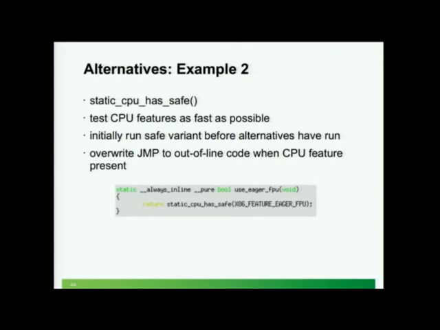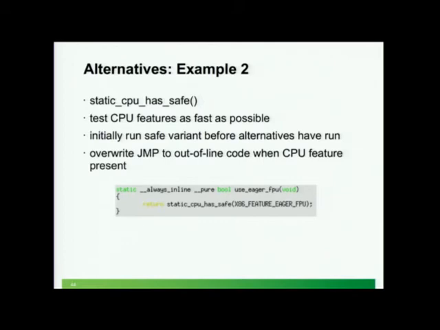If this happens in a hot path, you want to run this as fast as possible. So if possible, you don't want to test the bit every time. You want to reorder the instruction stream, so whenever a feature is there, you want to execute that code first and return. You're going to see that in an example.